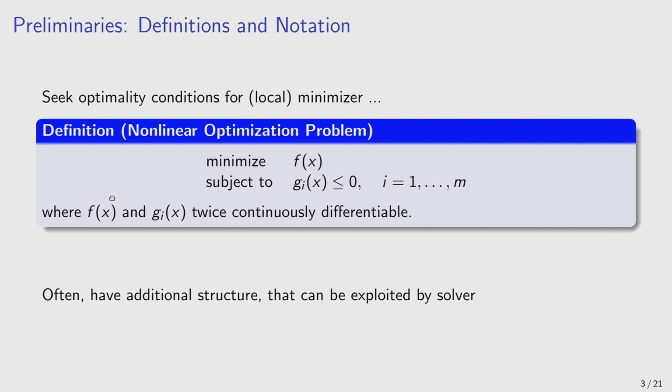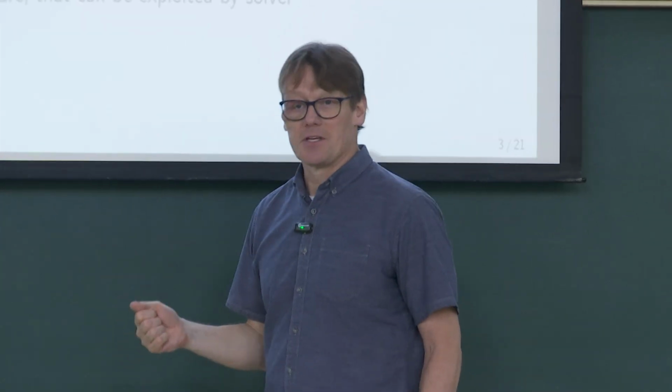So this is the problem that we're interested in, and we would like to know if somebody gives us a point and tells us this is a stationary point, or this is an optimal solution, can we check it quickly? So how do we check somebody's homework when they solve this problem? That's the goal of this lecture.